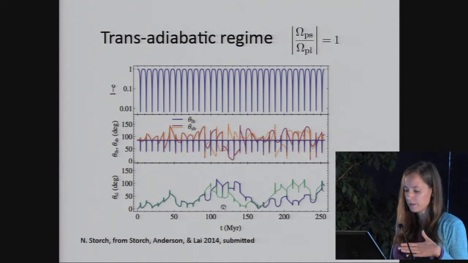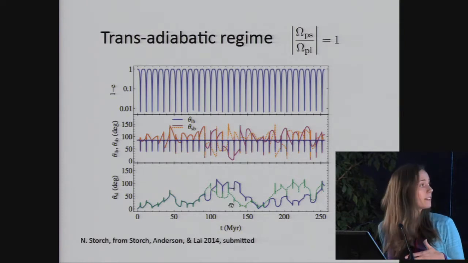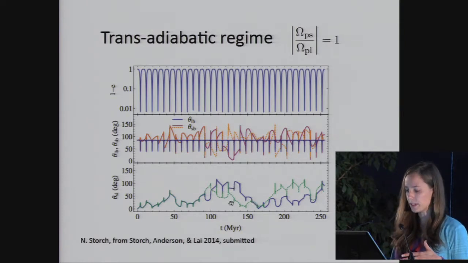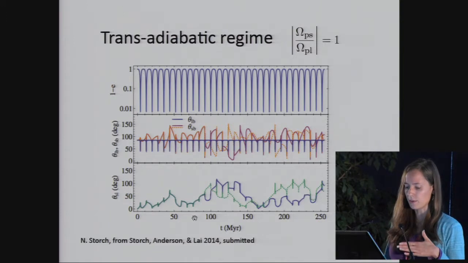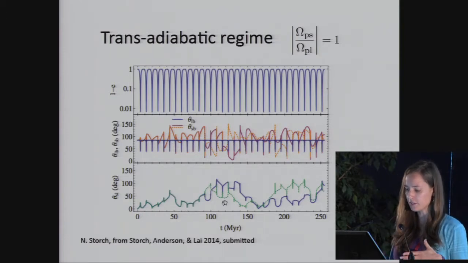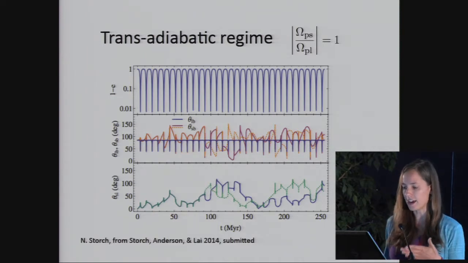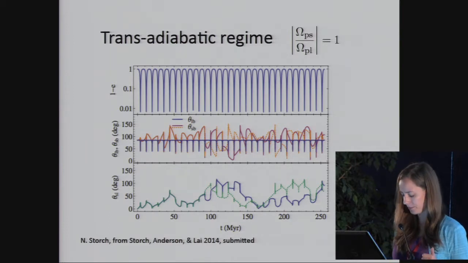This plot is actually showing two different systems with nearly identical initial conditions. So one is in blue and one is this dotted green line. And so these two trajectories differed by about 1 part in a million at t equals 0, but then you can see after about 100 million years, they are diverging significantly, which shows that you can have chaos in this regime.